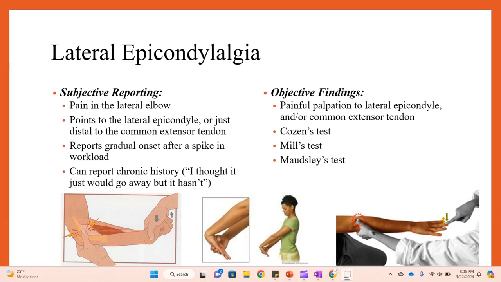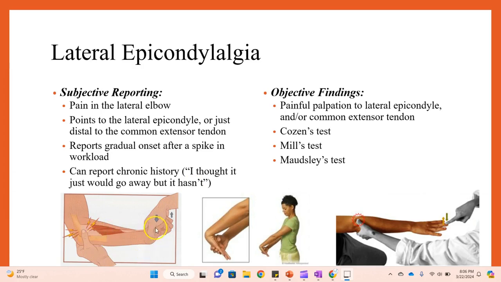Objectively, you're going to find that they have pain to palpation at the lateral epicondyle or the common extensor tendon, and that tests like Cozen's test, Mills test, and Maudsley's test are all going to be positive, or maybe a few will be positive, a few won't, but you're trying to collect a cluster of tests that help you determine this differential diagnosis.